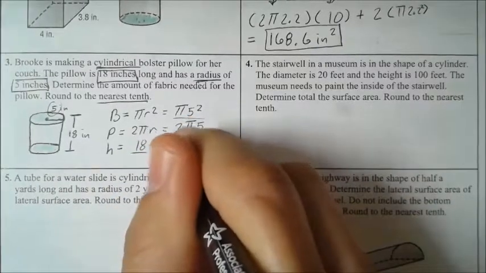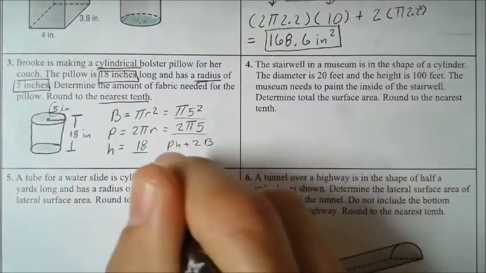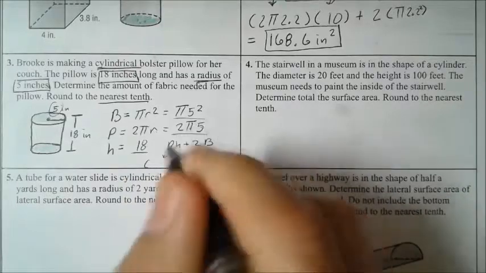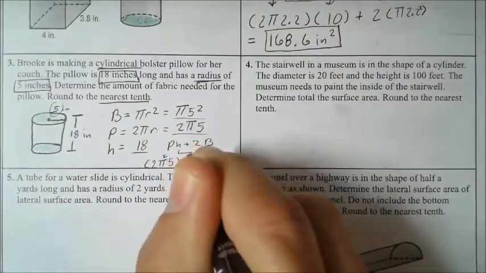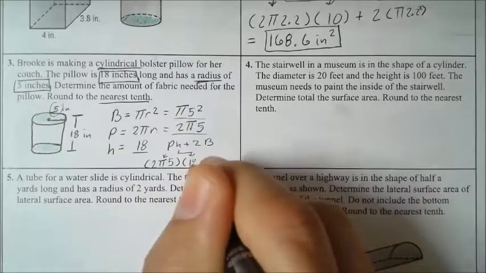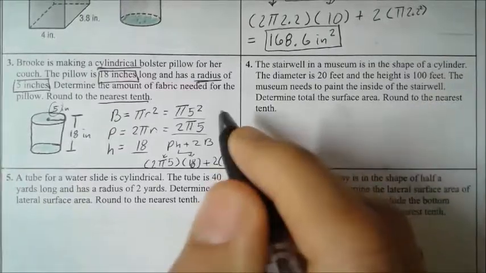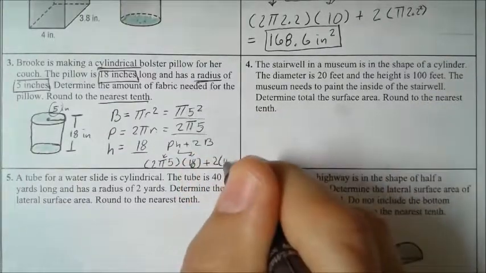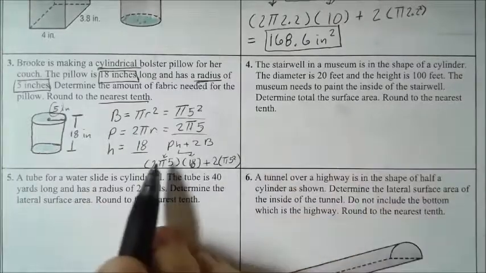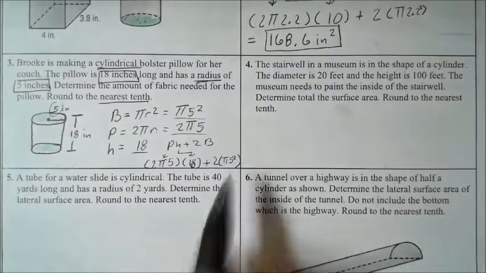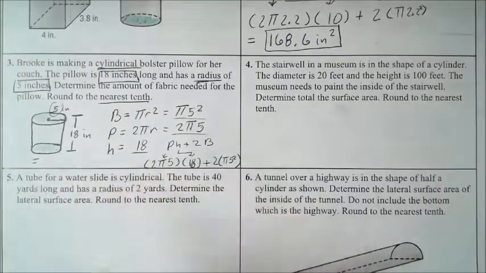So I'm going to set it up right here. PH plus 2B. My P is going to be 2 pi 5, so 2 times pi times 5, times my H, which is 18, plus 2 times the area of the base, which is pi 5 squared, so I'm going to put pi 5 squared. So now we just need to put this whole thing in a calculator and you'll have your answer. So when you get your answer, put it right there and box it.